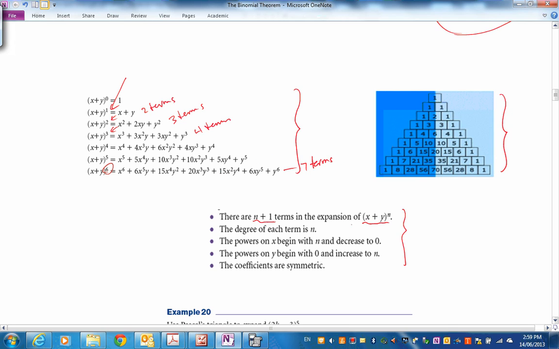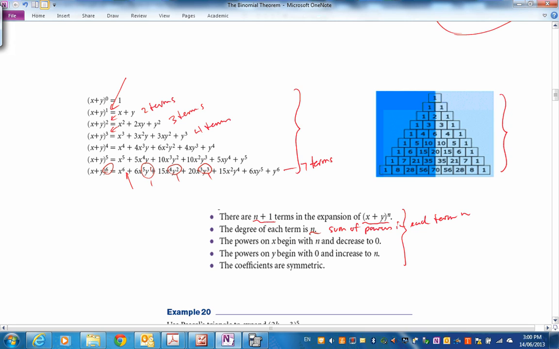Okay, and the degree of each term is n, which means, easier said, the sum of the powers in each term is n. So what does that mean? Well, it's x to the 6, and then 5 plus 1, sum of the powers is 6, 4 plus 2, sum of the powers is 6, 3 plus 3, you can see the idea.